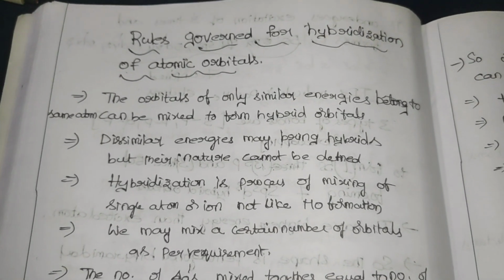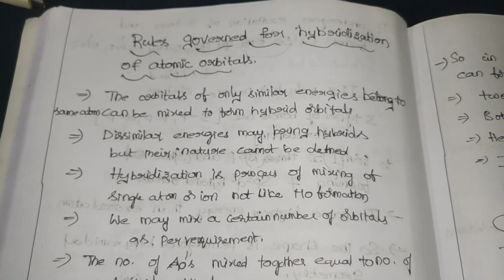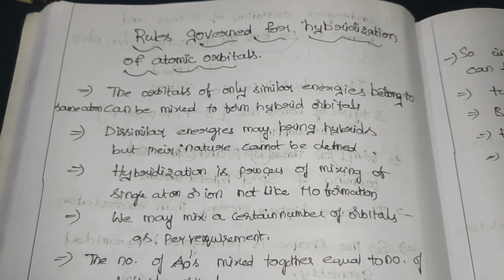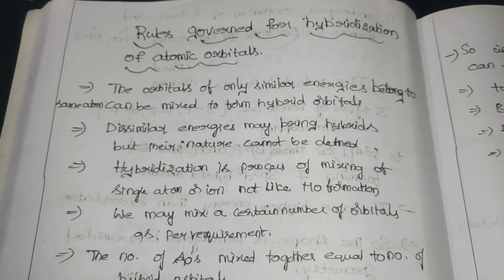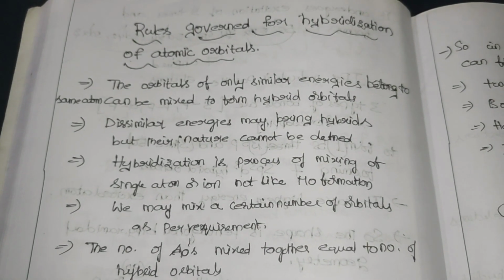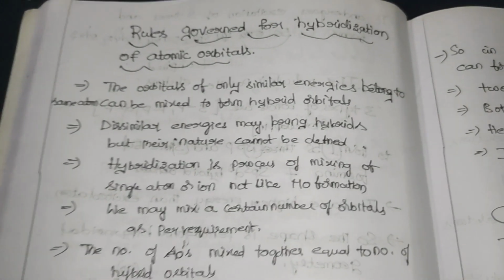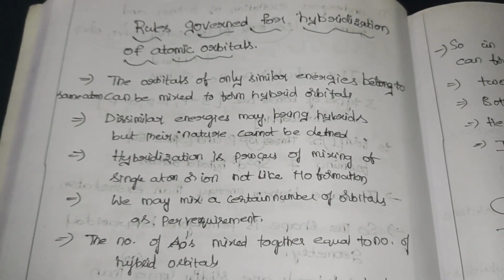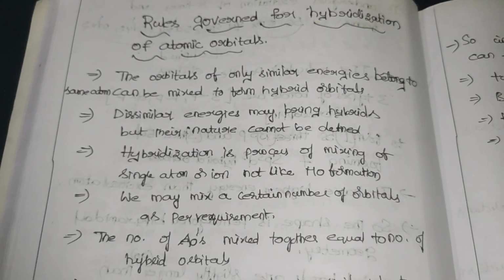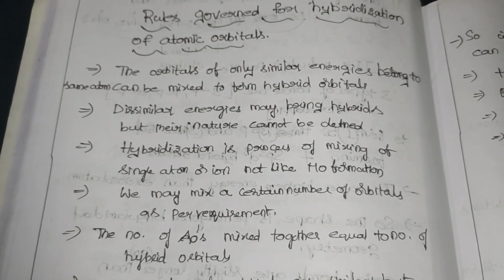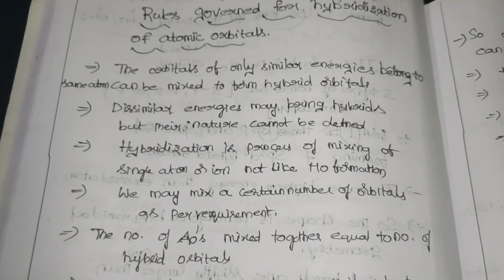Hi students, today I am going to explain the rules of hybridization. When we make hybridization, what are the rules we have to remember? What are the rules governing hybridization of atomic orbitals? The orbitals of only similar energies of the same atom can mix to form hybrid orbitals.